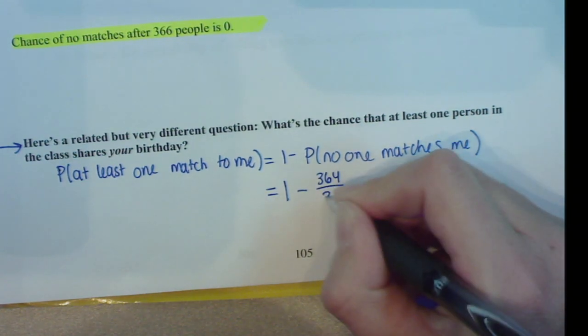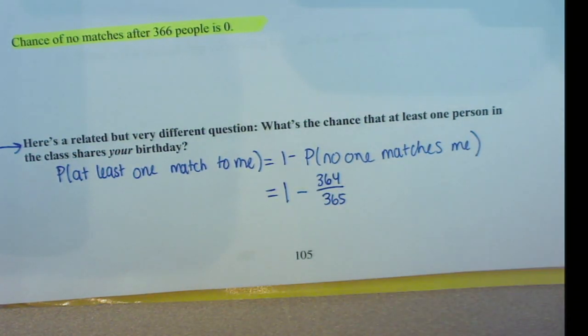364 over 365. So that's for person 1. But the second person, I don't care if they match the first person, they just can't match me. They just can't have my birthday. So the chance that the second person's birthday is not October 10th is actually the same, right? Because I don't care. They could match the first person. That's totally fine, but they just can't match me.